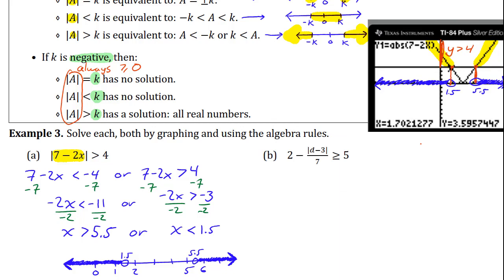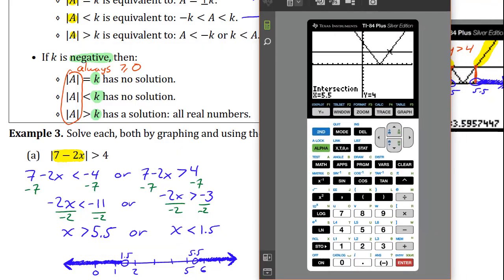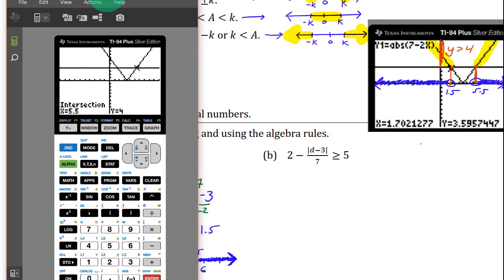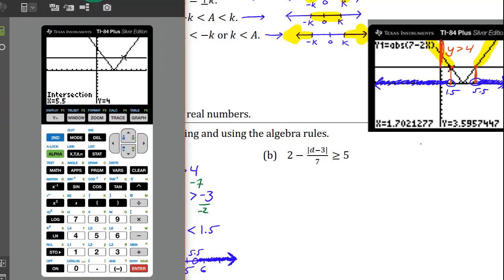Okay, so let's look at this. Let's solve this one first by graphing. This will be a little bit easier by graphing, because you're going to see how quickly it can go once you know how to do it. And graphing is also more powerful for doing all kinds of other things. All right, so this time we're going to graph y equals 2 minus the absolute value of (d minus 3) over 7.